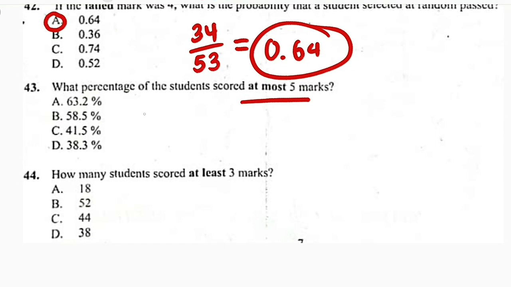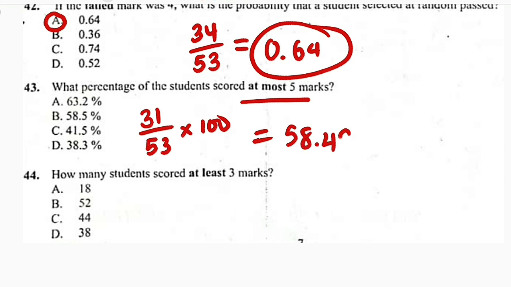So you say that this is 31 out of the total number of students, which is what, 53. But remember, you are dealing with percentage, you multiply by 100. 31 divided by 53, then multiplied by 100, which is equivalent to 58.49%, right? But this is to 1 decimal place, so if you round this up, it is going to be 58.5%, which is what, option B.